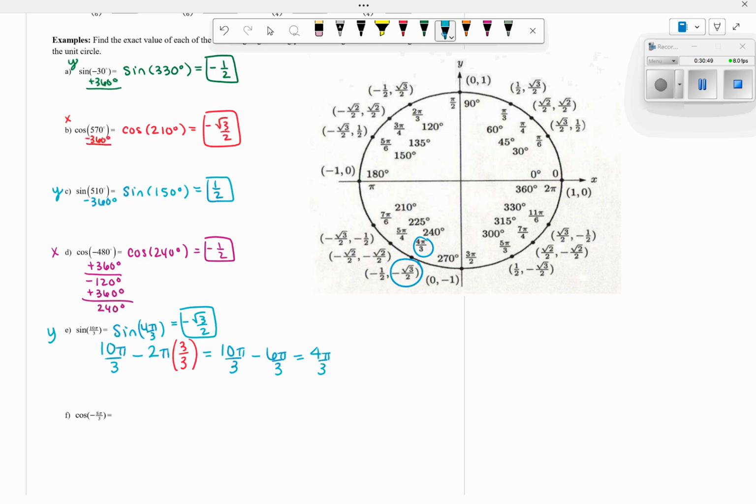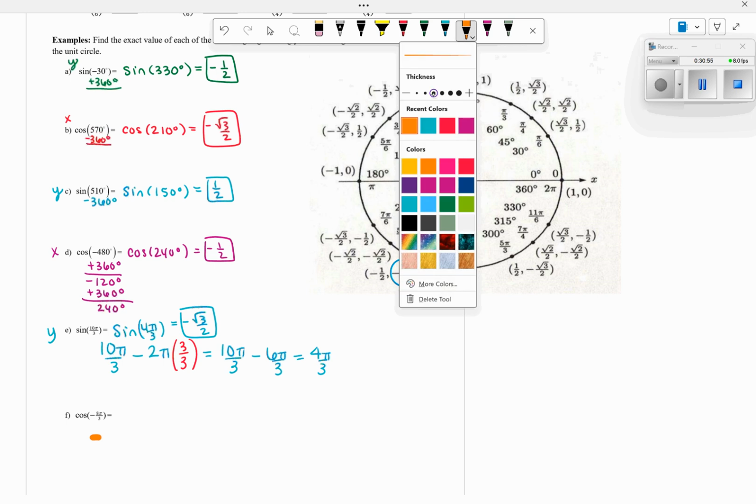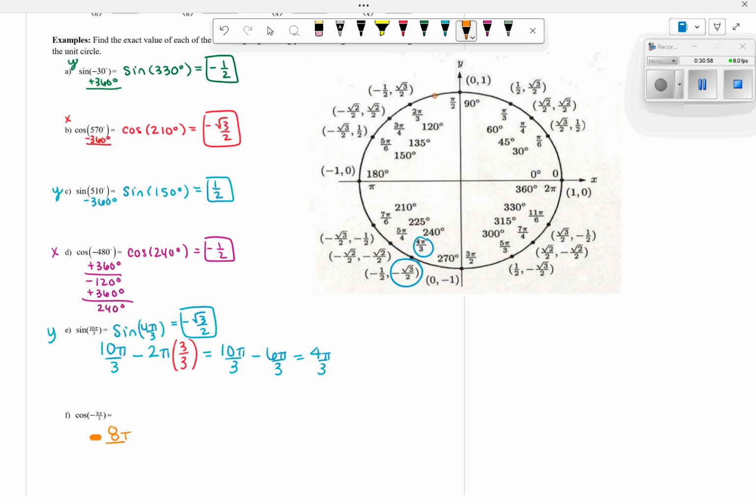And then the last one that we have is going to be the cosine of negative 8 pi over 3. So if I have negative 8 pi over 3, we're going to add 2 pi because this is negative and there's no negative 8 pi over 3 on here. So then multiply this by 3 over 3 to get, again, the common denominator. So negative 8 pi over 3 plus 6 pi over 3 gives us negative 2 pi over 3.